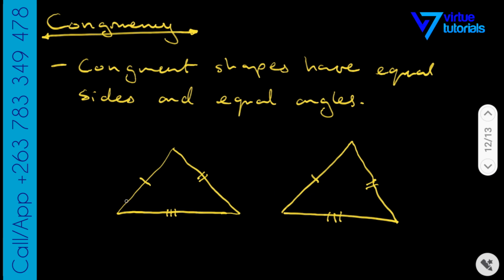So congruent shapes are exactly the same, right? You can place them one on top of the other and there are no overlapping edges. The one sits on top of the other, perfectly matching all the sides and the vertices. So those are congruent shapes, right?